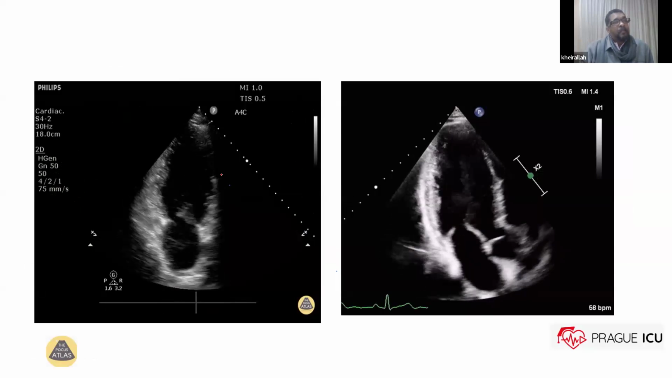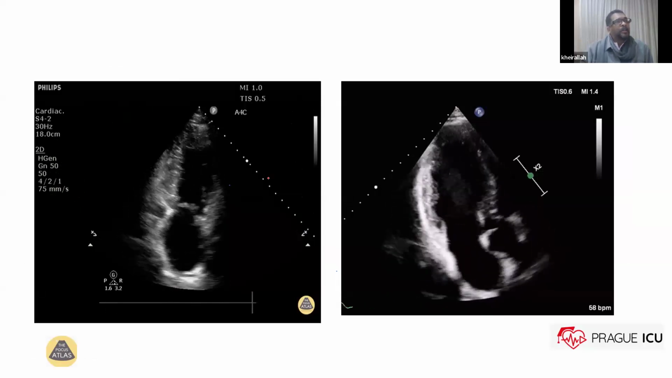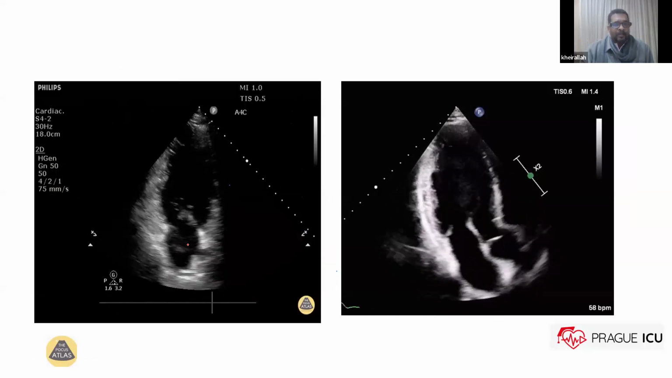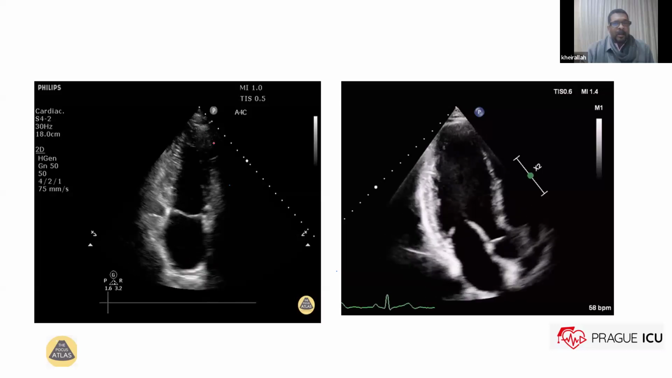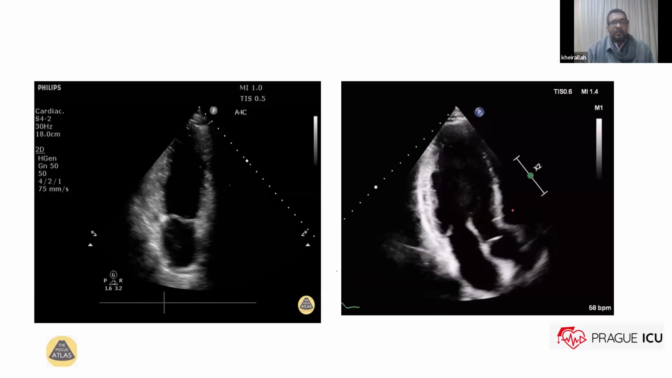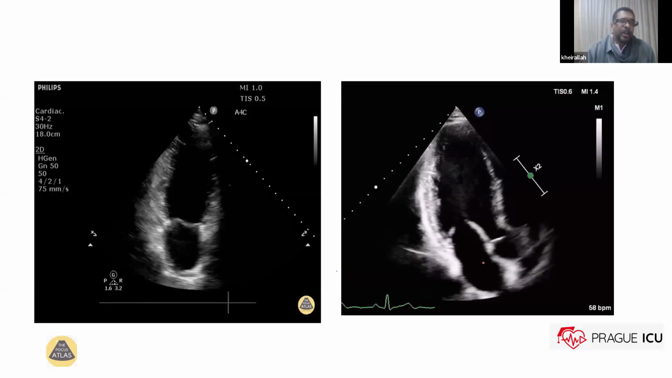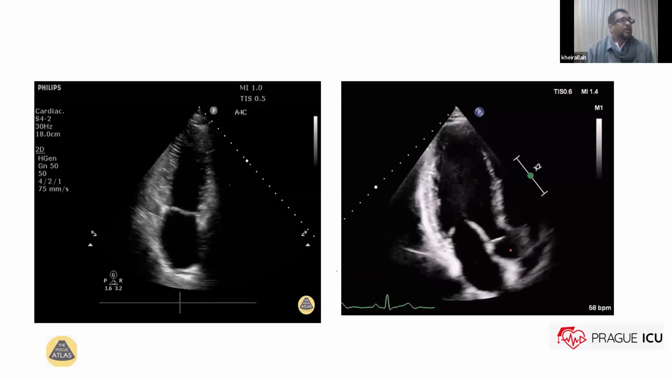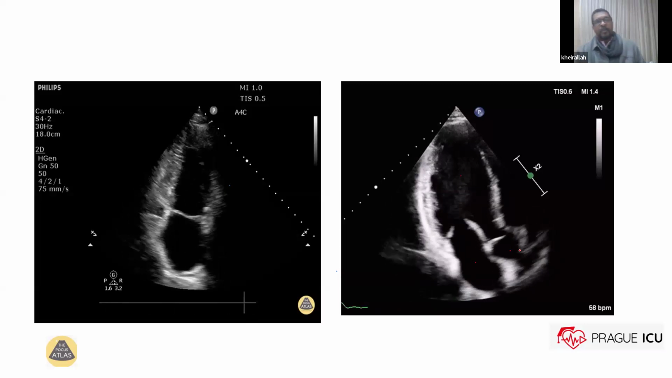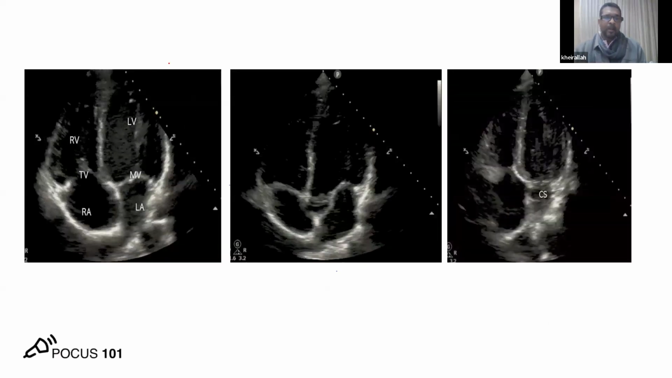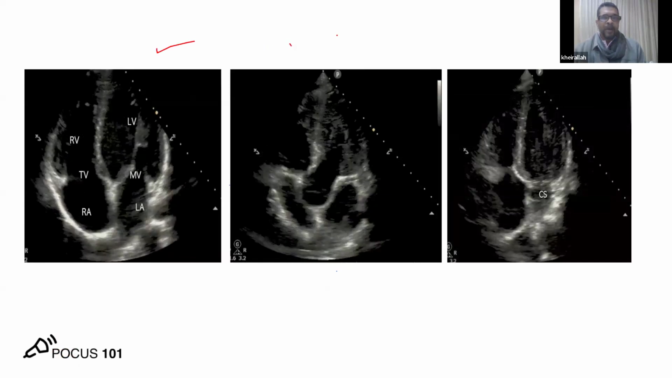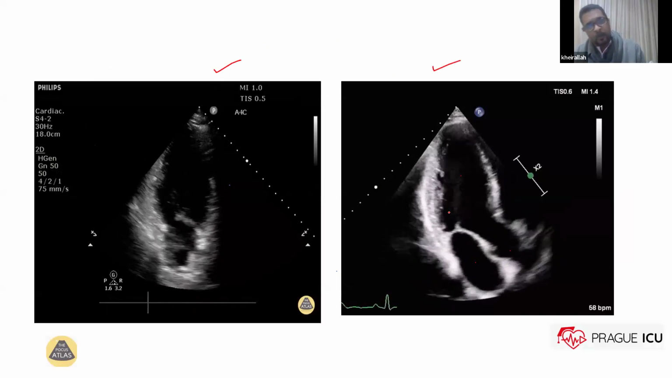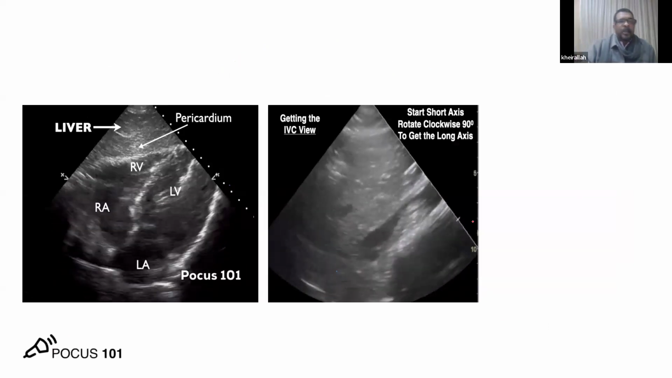And then from the same apical window, I change the orientation to get the apical 2 chamber, left atrium and left ventricle. With a different orientation, I get the apical 3 chamber: left atrium, left ventricle, and aorta. So from the apical window, what we get is the 4 chamber, 5 chamber, 2 chamber, and 3 chamber. Okay.